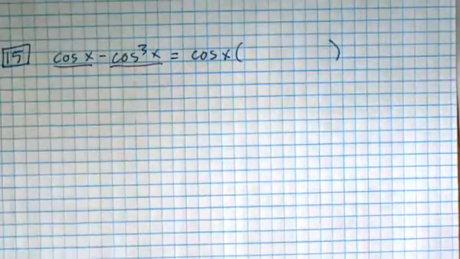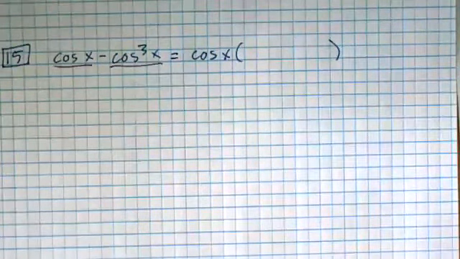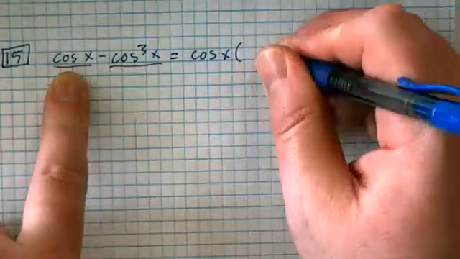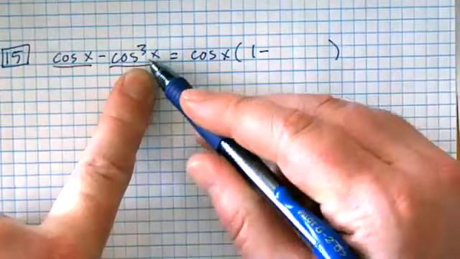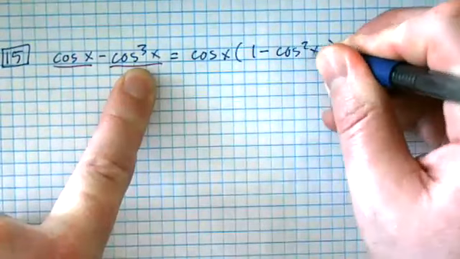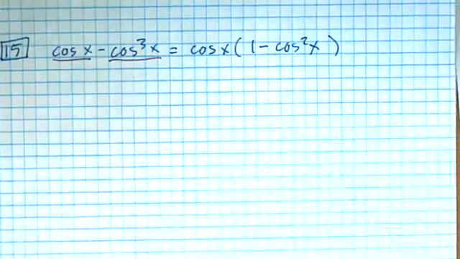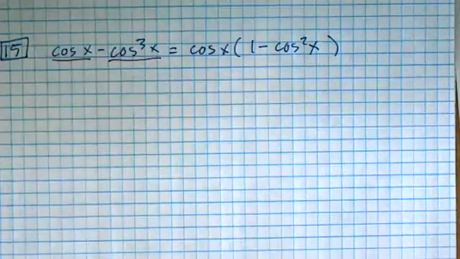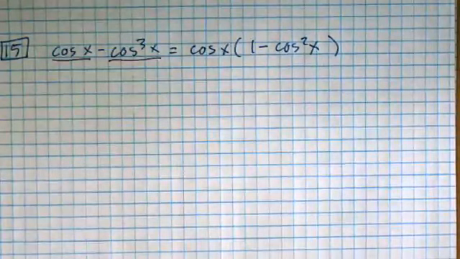I could factor out that cosine x, and that would leave me with what? This would be 1 minus, and then I'm going to lose one of these cosines, but I'll still have cosine squared. That's the key step right there. All right, now what is 1 minus cosine squared? What does that make you think of? Does it make you think of Pythagoreans?